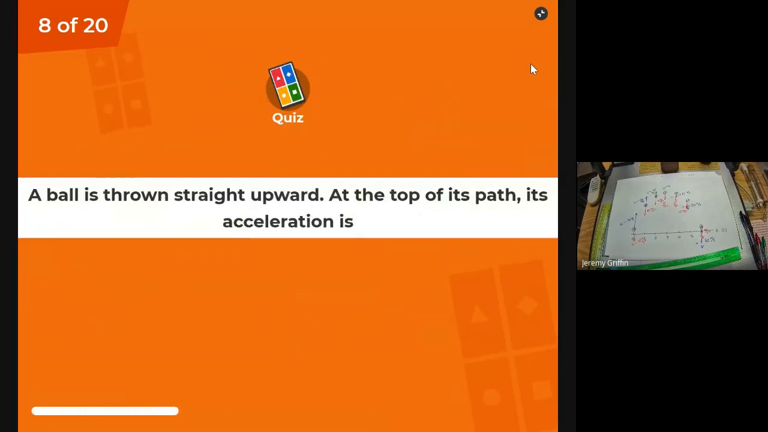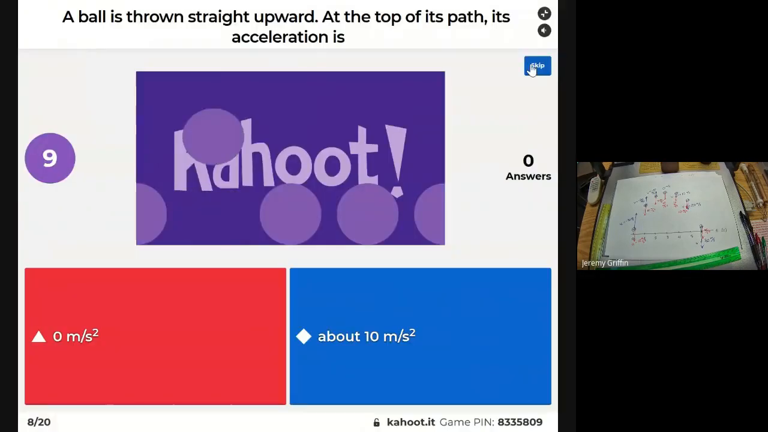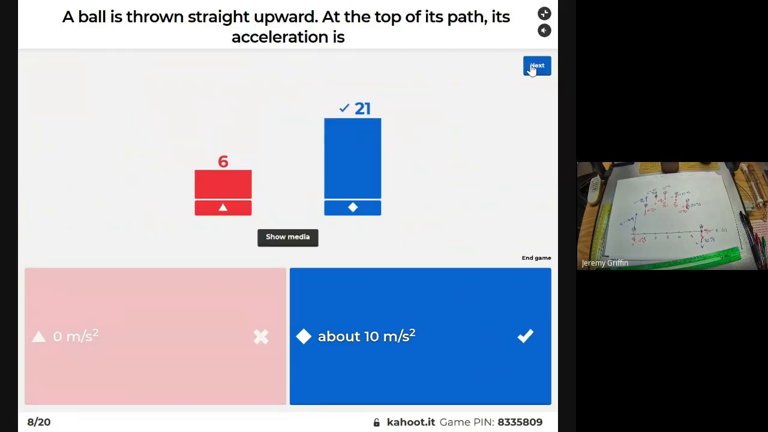Woodrow Wilson, catching up. A ball is thrown straight upward. At the top of its path, its acceleration is what? Why would you say the same question twice? But it's not the same question. Its instantaneous speed was zero, but it's still in free fall, isn't it? Once it's left your hand, it's in free fall.